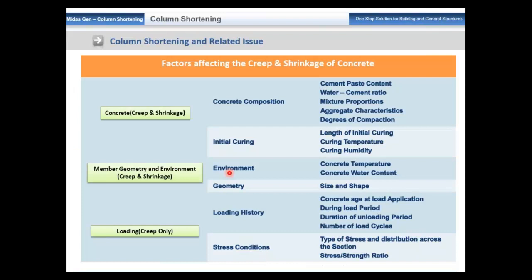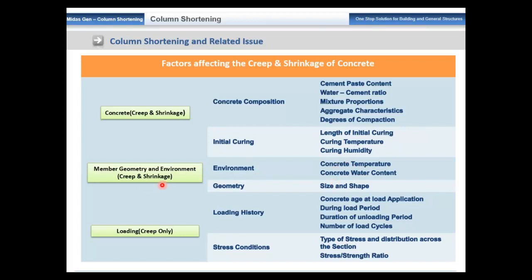So what are all the different factors which mostly affect the creep and shrinkage of the concrete, the material properties of the concrete? Basically, considering the material concrete, we have the concrete composition, which will be cement paste content, water cement ratio, mixture proportions, the aggregate characteristics, and degrees of compaction that affect the concrete material properties. Then again, initial curing also affects your creep and shrinkage effect, such as the length of initial curing, then you have curing temperature and the curing humidity.